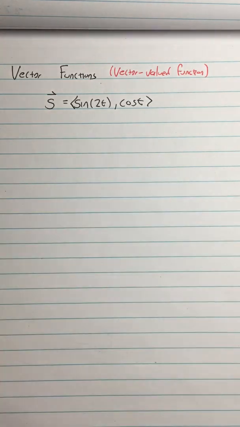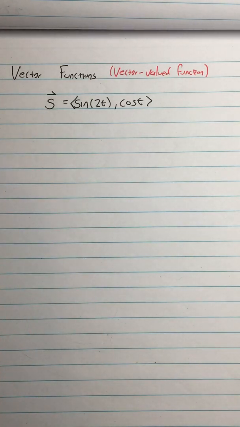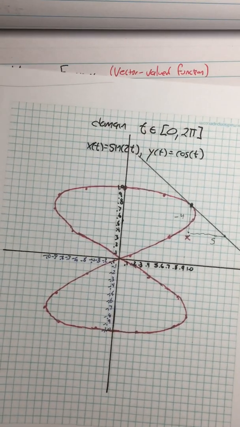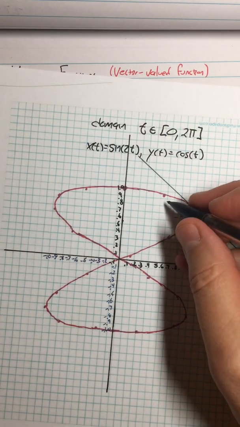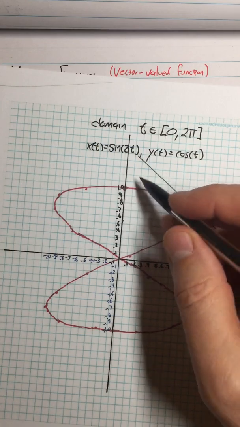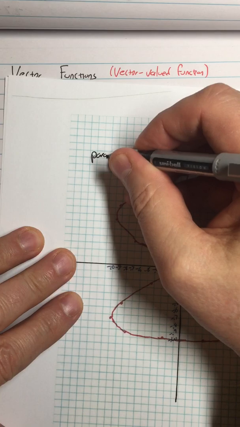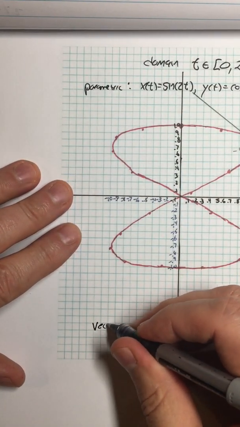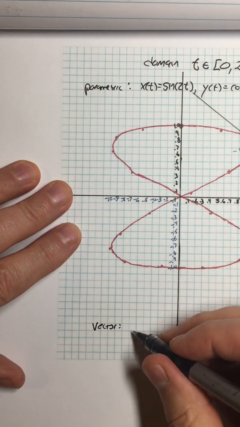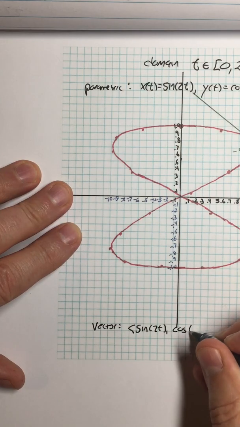All right, so here's a function that represents certain vectors, okay? Now, if it looks familiar, that's because it's this one. Remember this one? All right, so how we were looking at these, if we're looking at these parametrically, right, this up here is a parametric function. But if I look at it as a vector function, this is the vector sine of 2t, cosine of t.